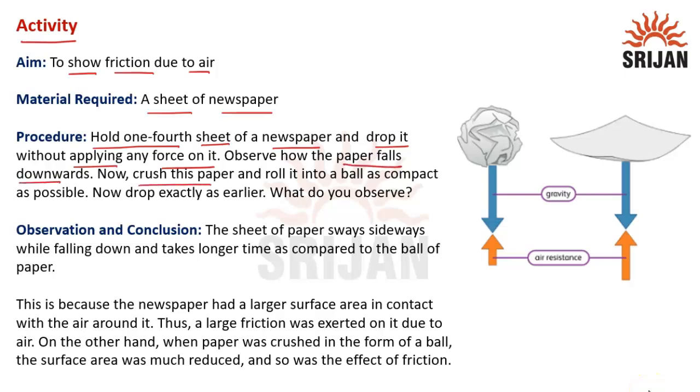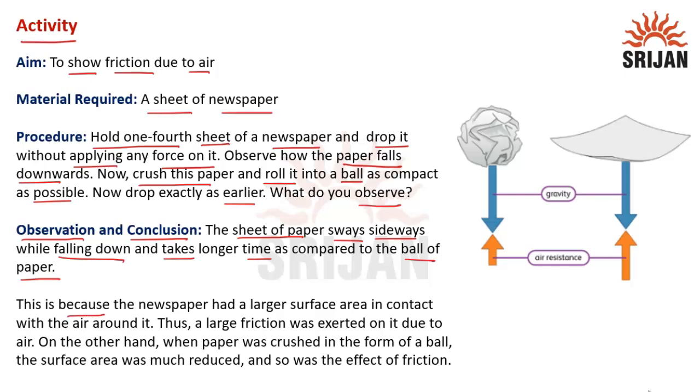Now crush the paper and roll it into a ball as compact as possible. Now drop it exactly as earlier. What do you observe? Now let's go to the observation and conclusion. The sheet of paper sways sideways while falling down and takes longer time as compared to the ball of paper.